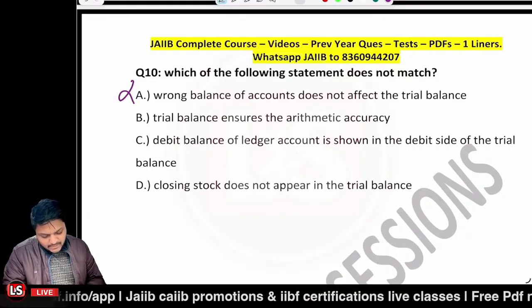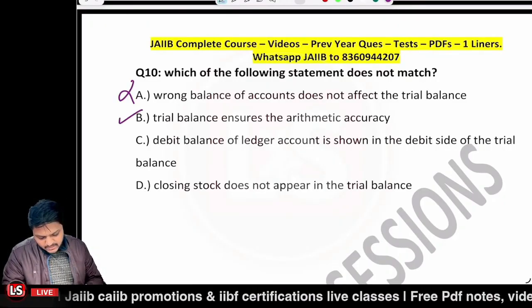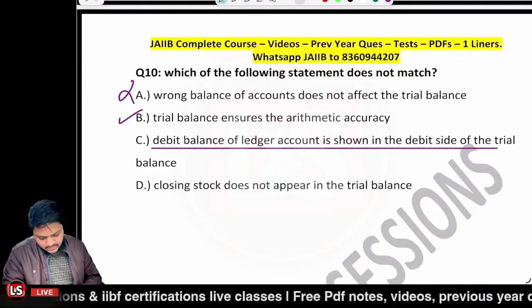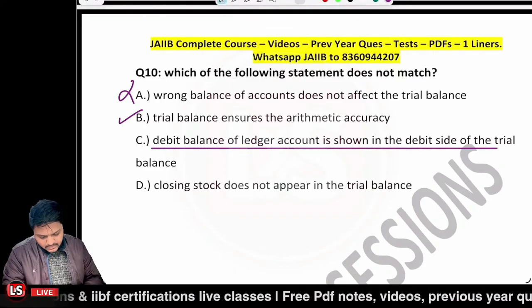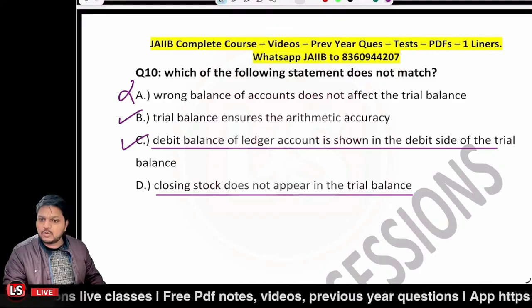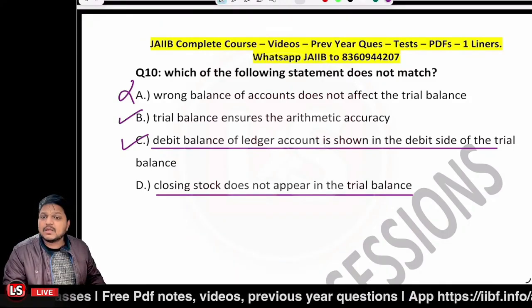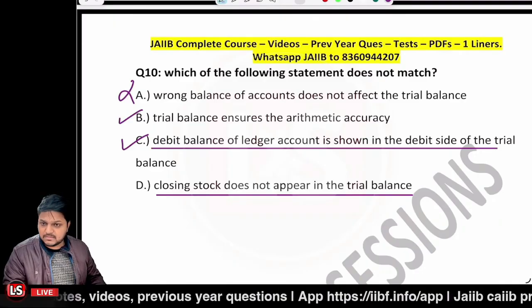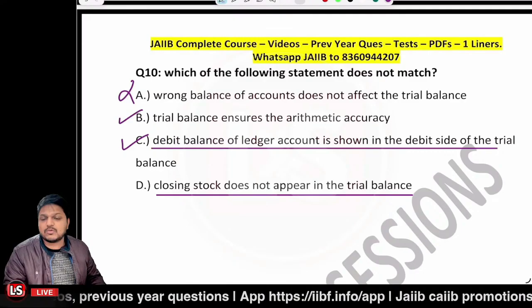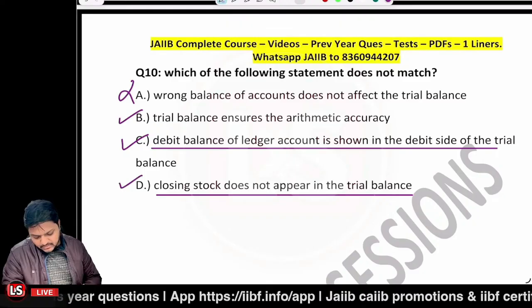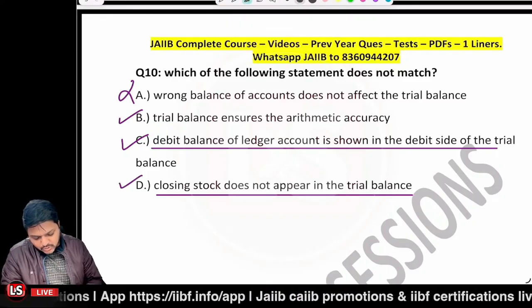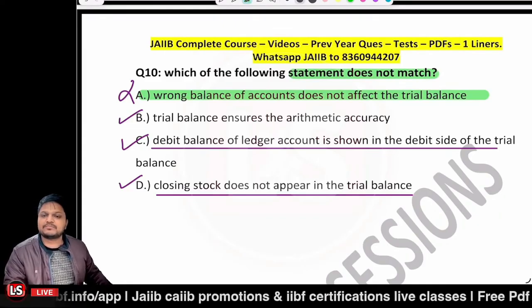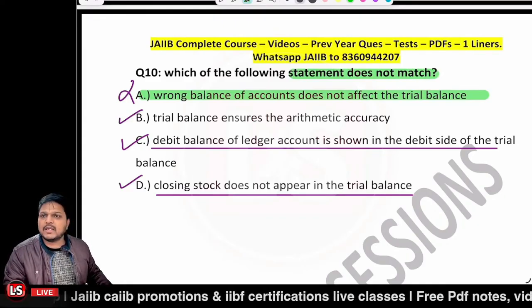Option B, trial balance ensures arithmetic accuracy, correct. Debit balance of the ledger account is shown on the debit side of the trial balance, correct. And closing stock does not appear in the trial balance. Is it true? Yes. Closing stock generally does not appear in the trial balance unless it is adjusted through the books, right? So it is not there. So definitely option A is going to be the answer, because we were to answer which of the following statements does not match. So option A is the answer.